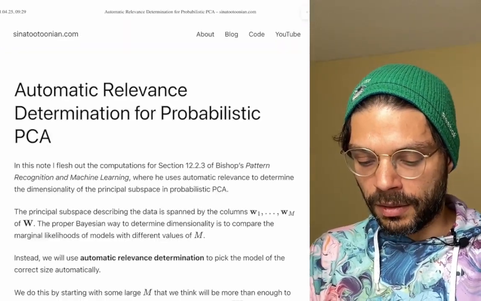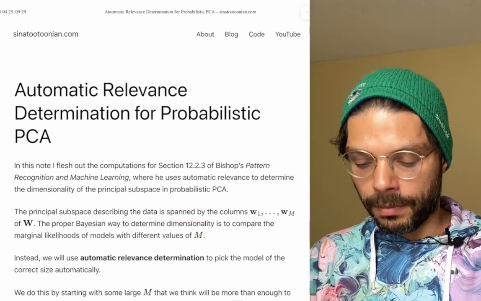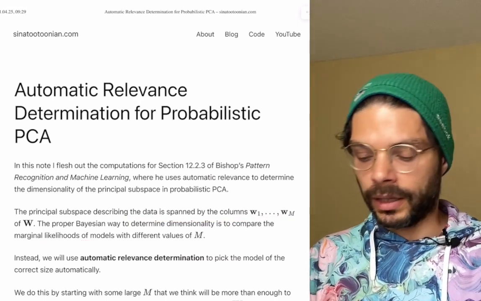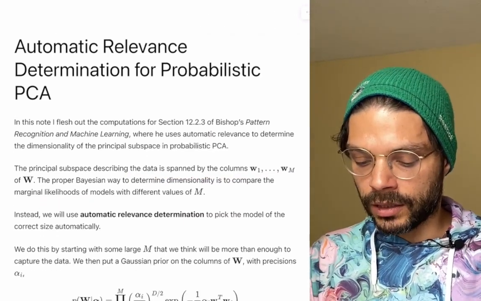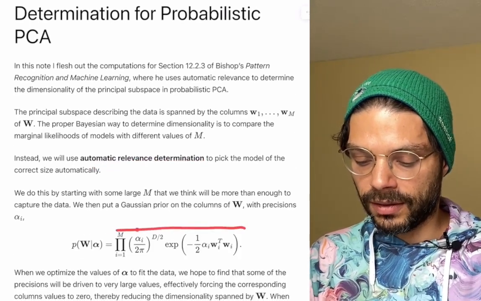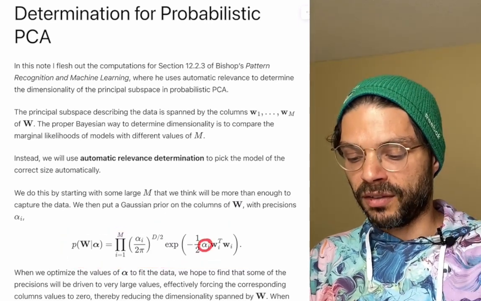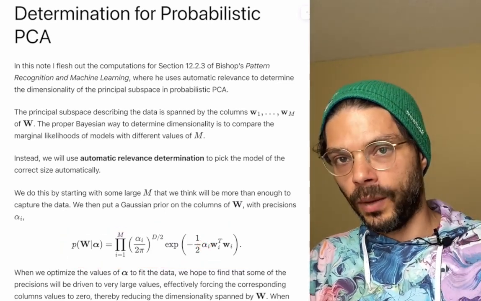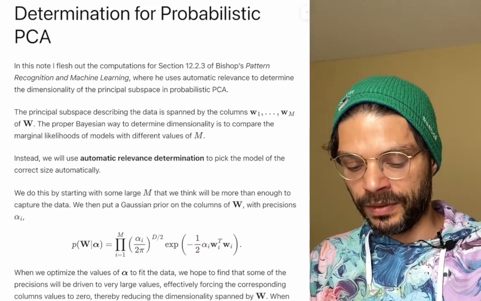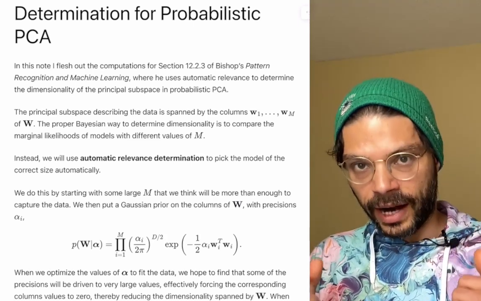Here we go. The principal subspace describing the data is spanned by the columns, so we already talked about this. Now the proper Bayesian way, we talked about that: you compare marginal likelihoods with different values of M, and you pick the one that has the largest. But we're going to be using this automatic relevance determination. And we talked about where this Gaussian prior comes from. We're putting a precision, a penalty, on all the weights, but using the same penalty for the weights that come from the same column. So we're going to rule out columns one at a time, entirely, rather than elements.